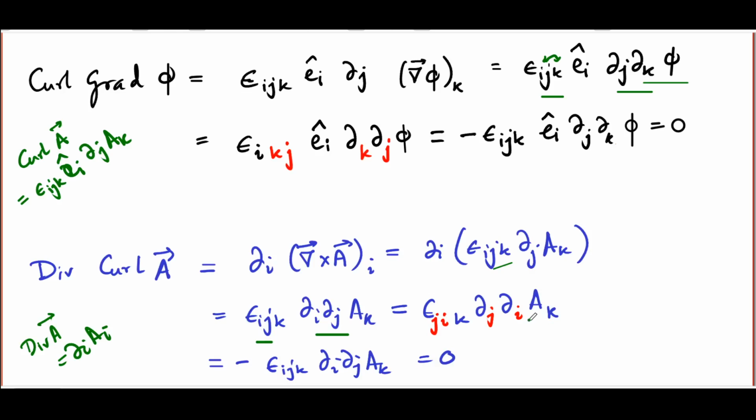But now we have the same situation once again. This is a single interchange going from here to here. So this is negative of epsilon ijk. And del j del i ak is the same as del i del j ak as long as ak is a smooth function. So this quantity is actually negative of itself, so it has to be 0.